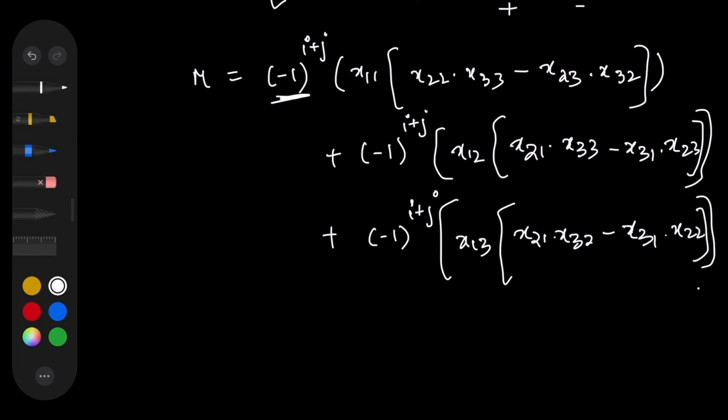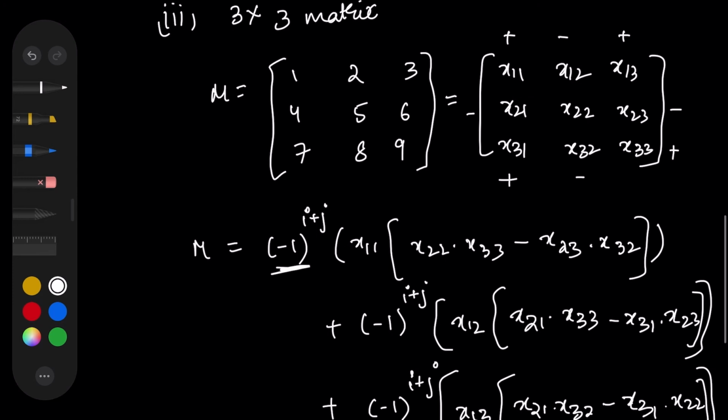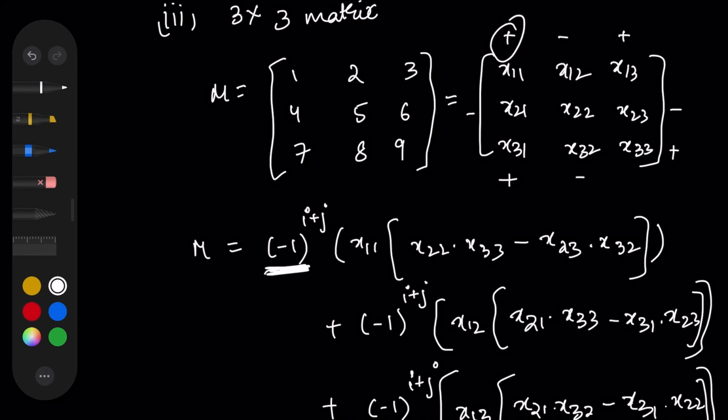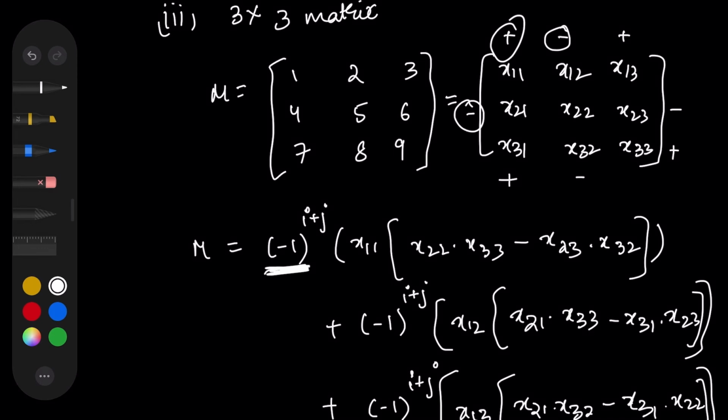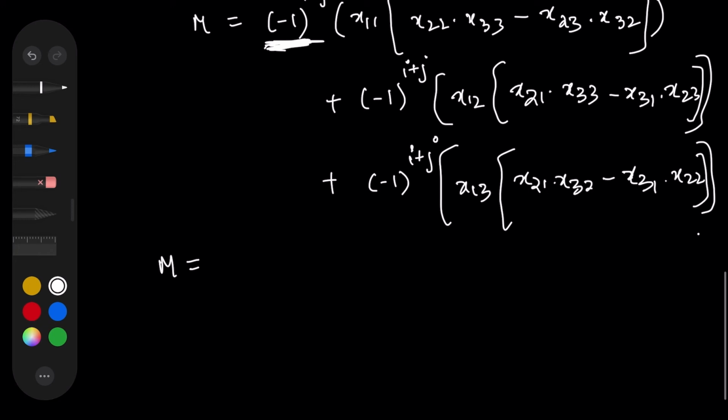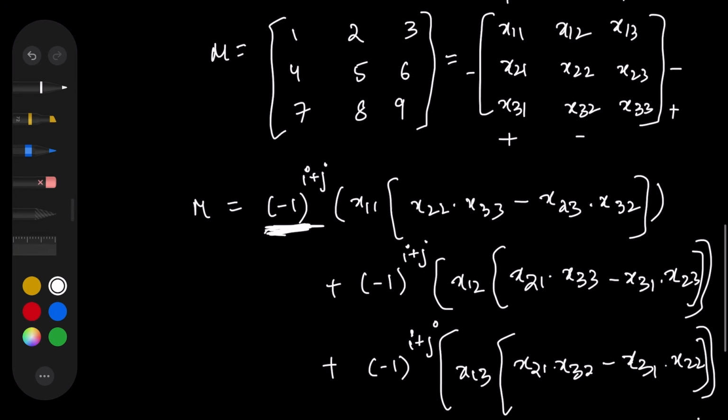So now you understand why we have this alternate positive and negative sign, because of this thing. Conventionally, the first element in the matrix will be positive, and alternate elements from there will be negative, on both sides. But people generally don't understand why you have to take the first element as positive. It is because of this thing, right? So now let us find the determinant of this matrix M by using this concept.